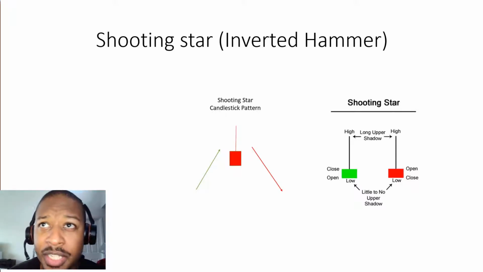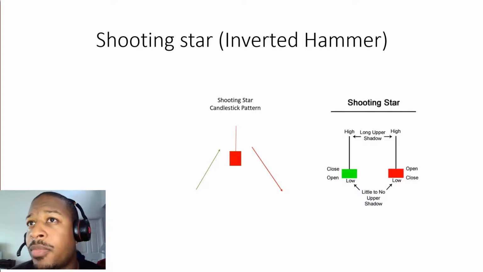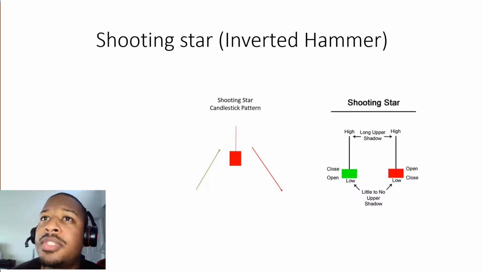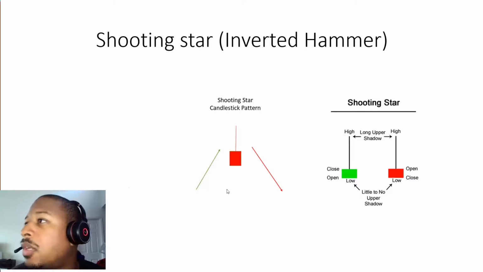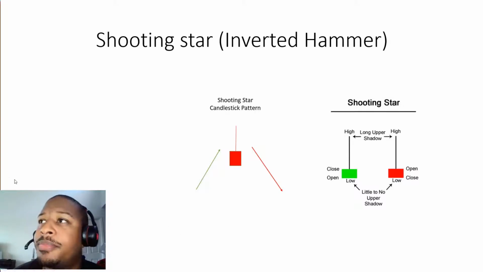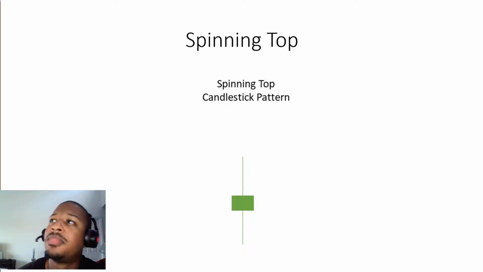On the candlestick chart, the real body is located at the end of the upper shadow, basically the inverse of the hanging man. What you see here could be either green or red, either way it's a shooting star, however you want to look at it. There's little to no lower shadow, and you have a long upper shadow above it. Basically that's just signaling that it's going to reverse. Pretty simple there.